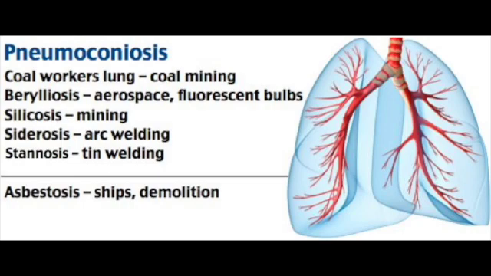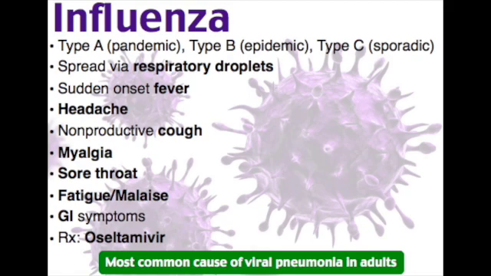Next will be parrot fever or psittacosis, infection with Chlamydophila psittaci due to exposure to infected birds. Inhalation of organism or dried feces, flu-like symptoms, and tetracyclines are first line. So the infection is actually a chlamydia infection, so it would make sense that tetracyclines would be first line for psittacosis or parrot fever. Next we'll move into influenza.